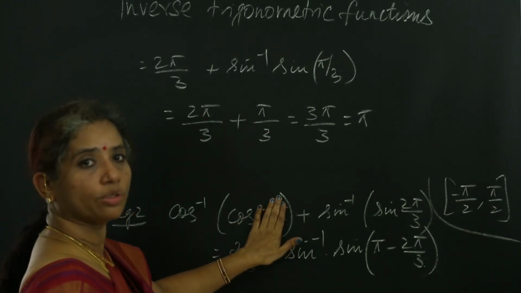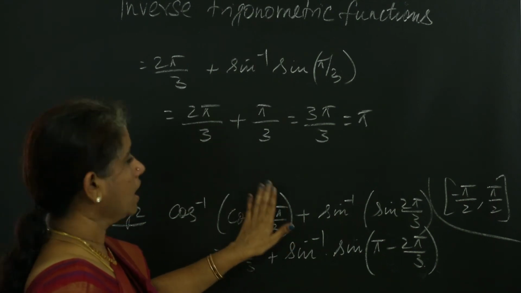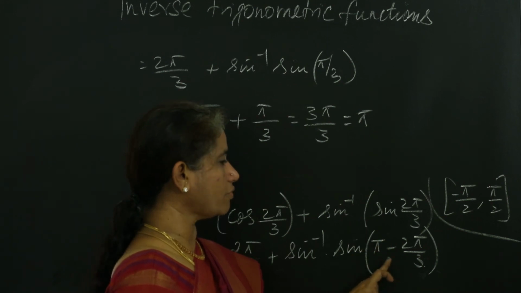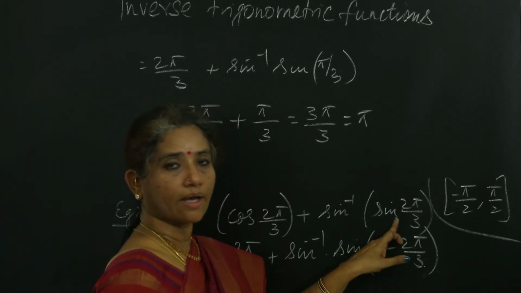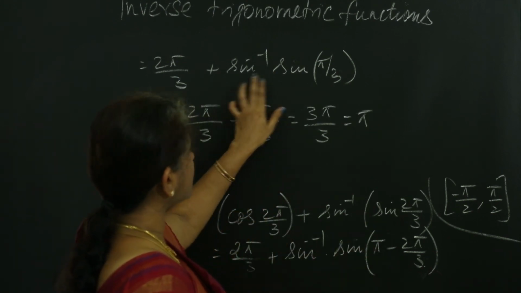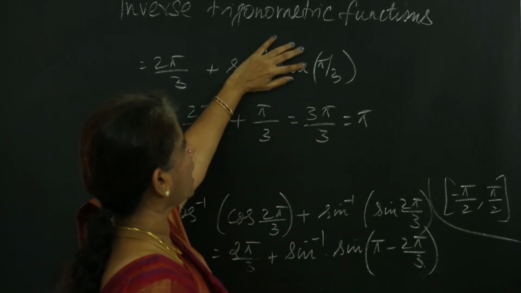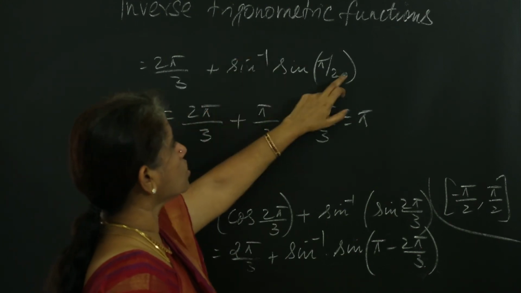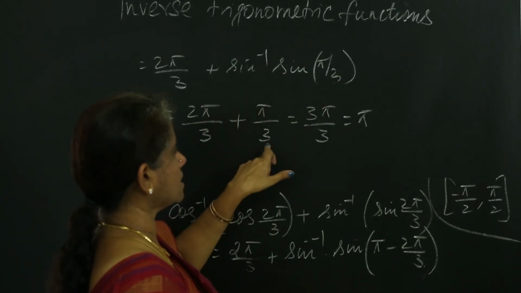So when you are going to cancel cos inverse with cos because they are inverse functions, this number should be in the principal domain. If it is not, we just make it into the principal domain. You know sine of 180 minus theta is sine theta. So this has come into the principal domain now. After that, you write sine inverse sine of pi by 3 and now these two get nullified because both are inverse functions. So sine inverse sine x is just x.